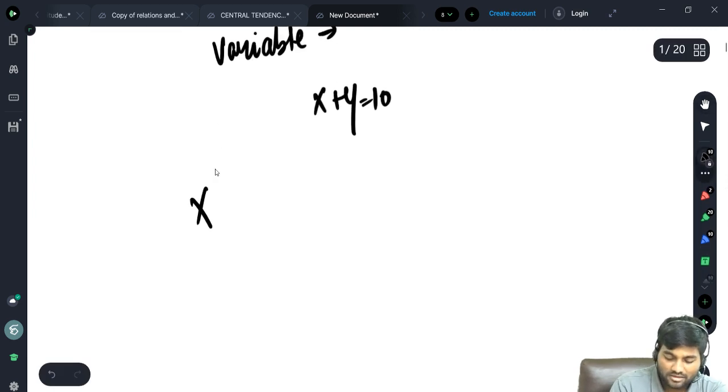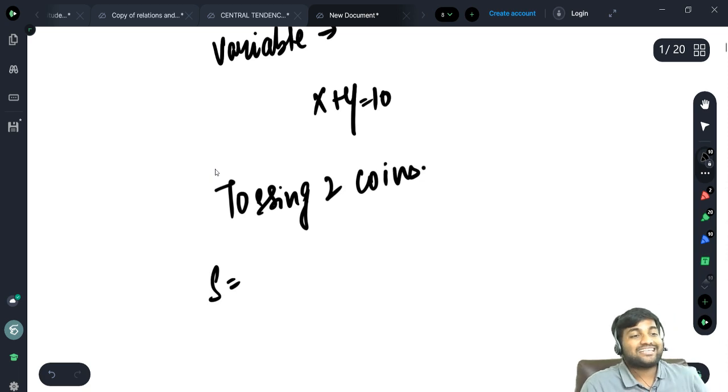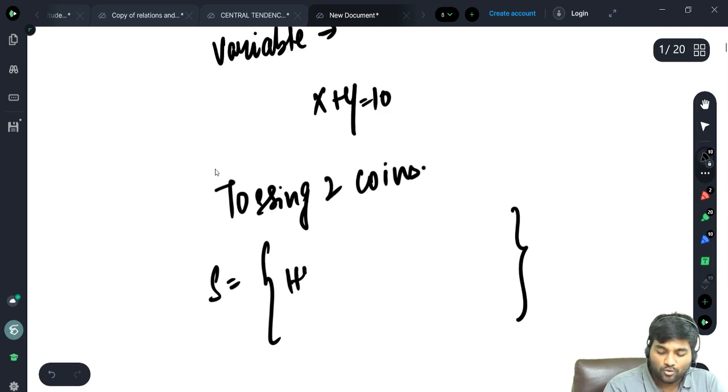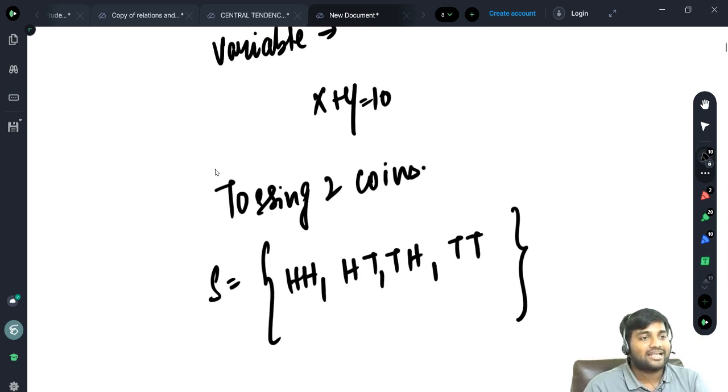What we are doing here is, let's say suppose, one more example: tossing 2 coins. So what will be the sample space? Sample space is the set of all possible outcomes. So here the sample space will be what? If we toss 2 coins, we can get 2 heads, then head tail, then tail head, and then tail tail. Is there any other outcome which can come? The answer is no. So there are 4 possible outcomes: head head, head tail, tail head, tail tail.